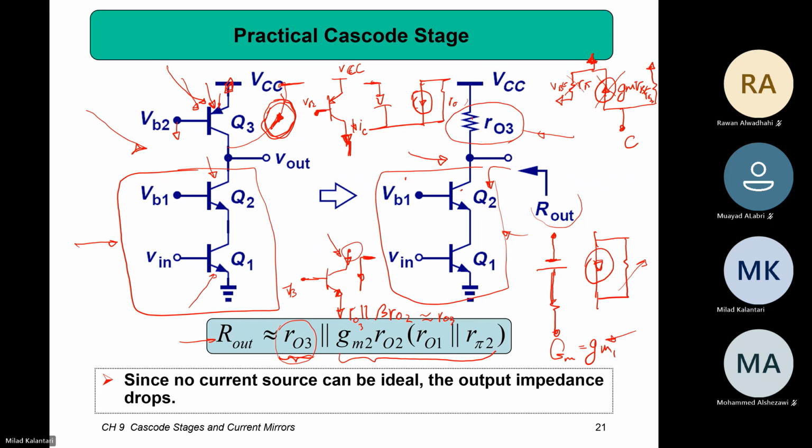A PNP transistor in parallel with Q2 and Q1. So what kind of way?